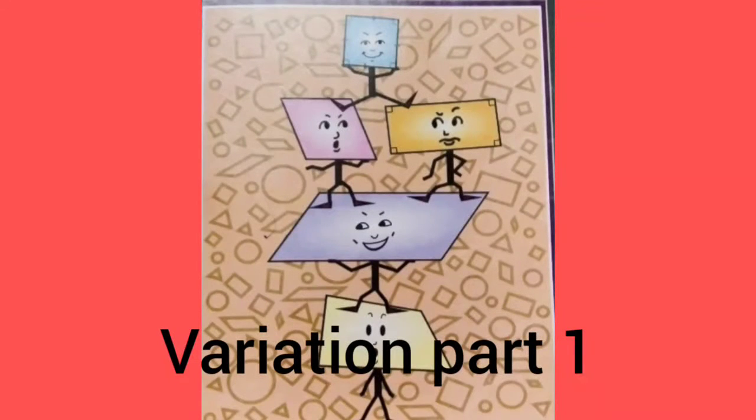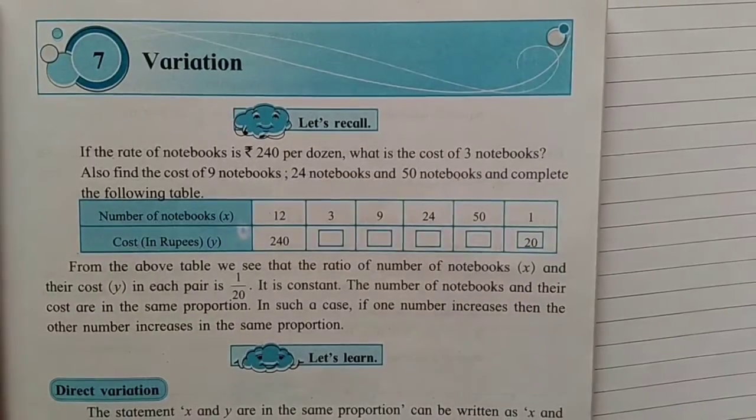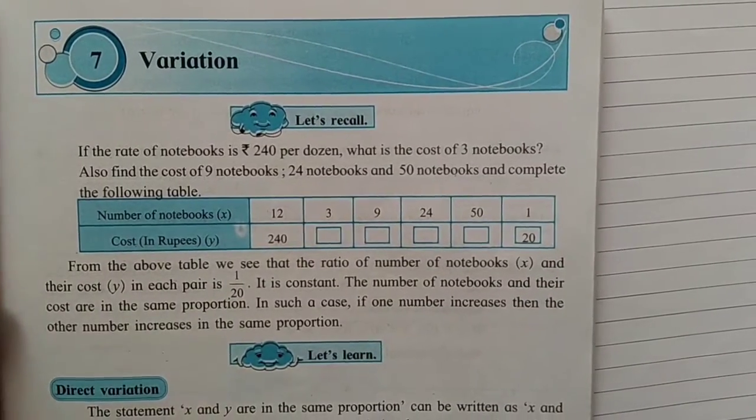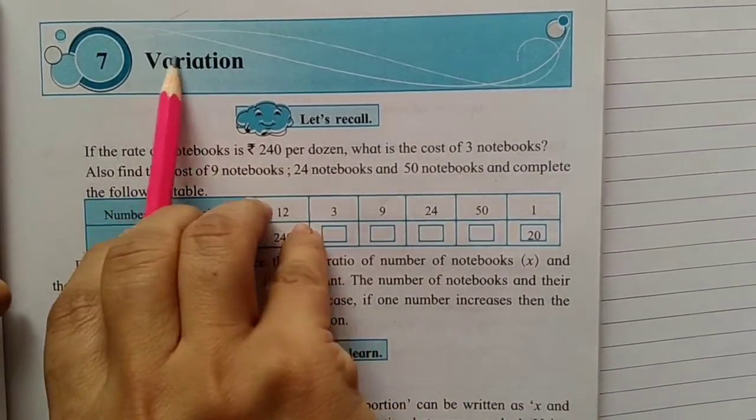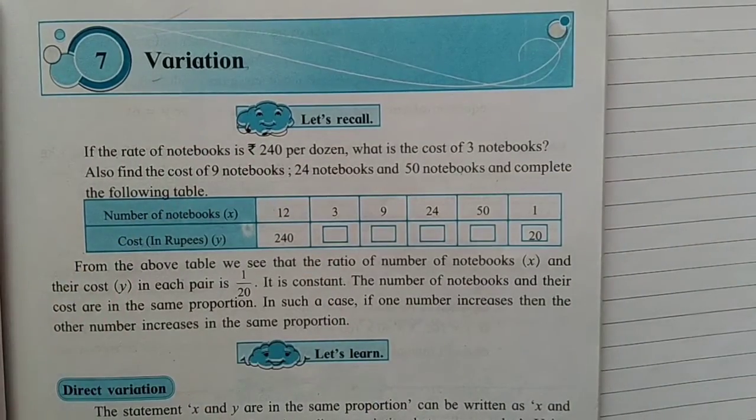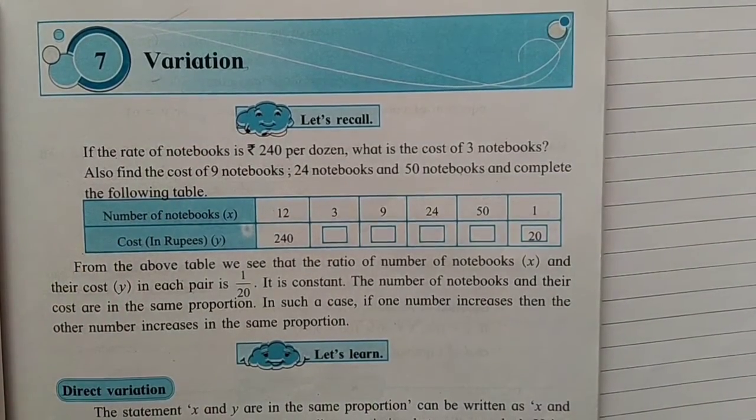Standard 8 Maths, Lesson number 7, Variation. Students, now we are going to see the next lesson, that is lesson number 7, Variation. Variation means changes with respect to each other.